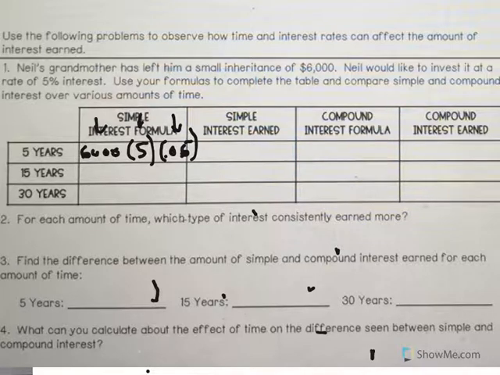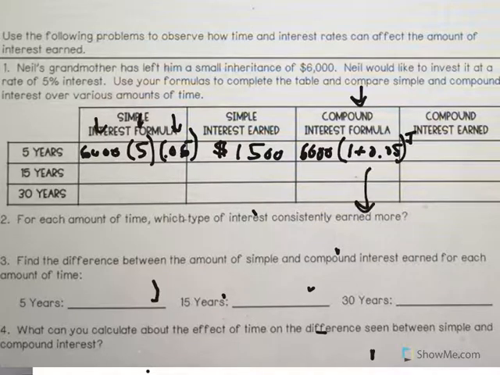So the interest that he earned, if I calculate this right, is 1,500. Okay, now we're going to do compound interest too. Well, we know that formula. It's just our principal, 6,000 times 1 plus 0.05 to the 5th power.